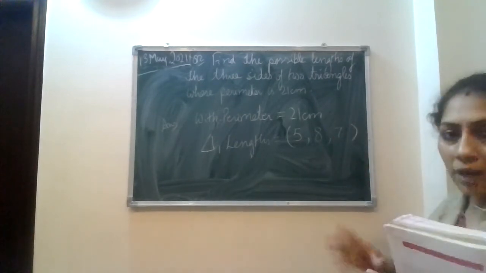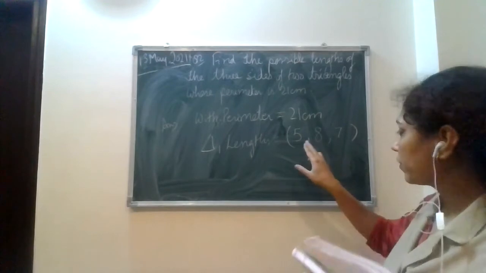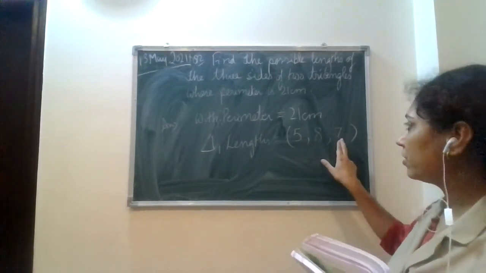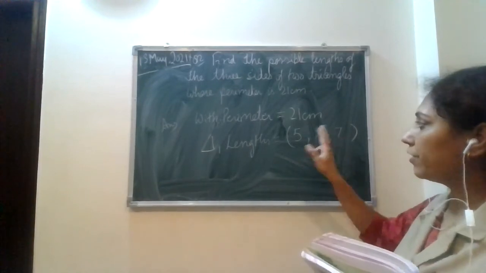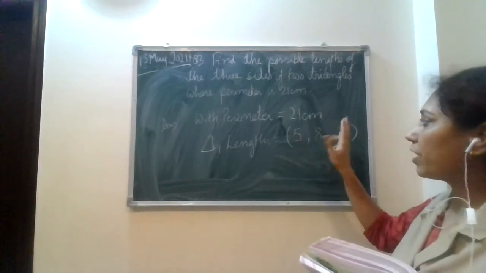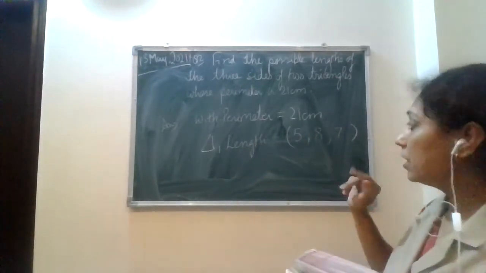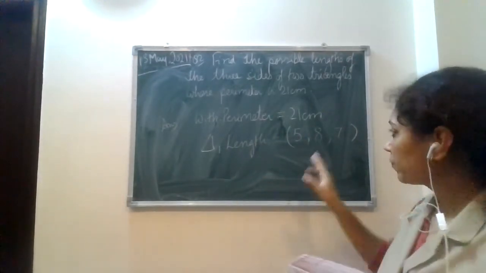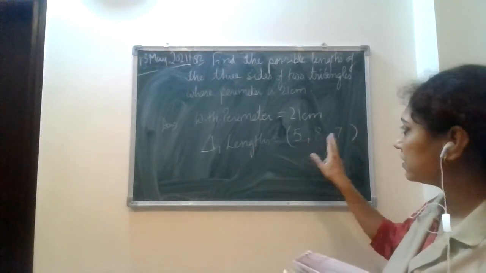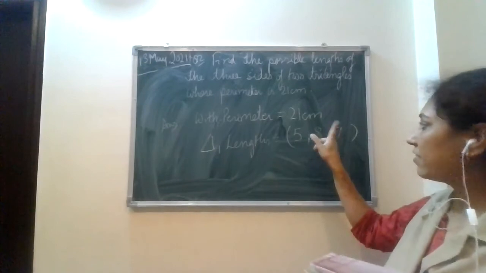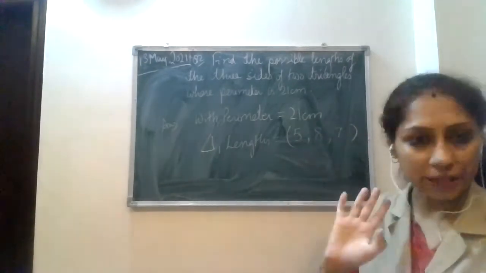Fine. Now we will check with the property. 5 plus 8, that is 13, greater than 7. 8 plus 7 is 15, greater than 5. 7 plus 5, 12, that is greater than 8. So that is okay, right? We will check with the difference also. 8 minus 5, 3, is less than 7. 8 minus 7 is 1, less than 5. And 7 minus 5, 2, is less than 8.